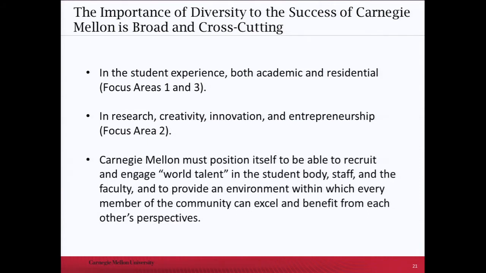And so this is kind of a summary of a place we'd like to reach, that we have to position ourselves to be able to recruit and engage what I call world talent in the student body, in the staff, and in the faculty. And Carnegie Mellon has to be a draw for the best in the world as a place to come for education and for research. And on top of that, we need to not just assemble the talent, but we have to have an environment where every member of the community can excel and can benefit from the perspectives that everyone brings.